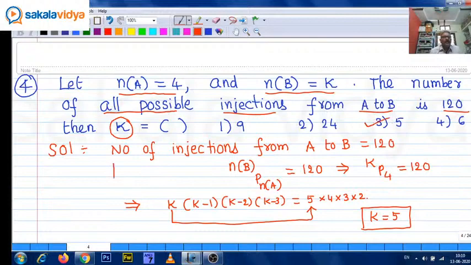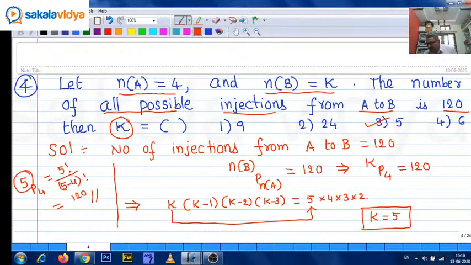So this is the answer. Because you see this 5P4, you can check it now. 5P4 is equal to 5 factorial by (5 minus 4) factorial. 5 factorial is 120, upon 1, 120. That's why k must be equal to 5. You can check like this also. Right?